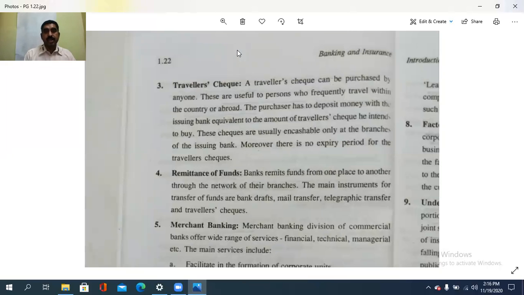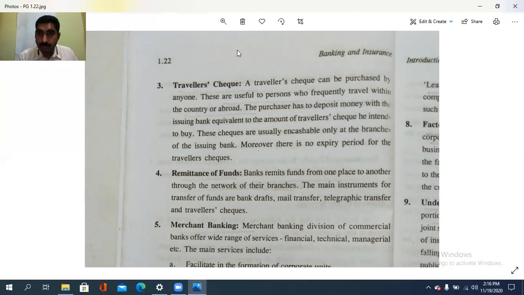Traveler's check. A traveler's check can be purchased by anyone. ആര് വേണേലും traveler's check purchase ചെയ്യാം. That is, at the time of traveling, we need to have that check to be used. These are useful to persons who frequently travel within the country or abroad.